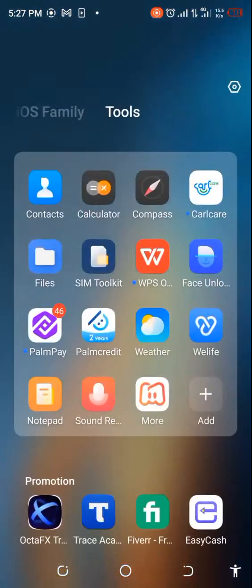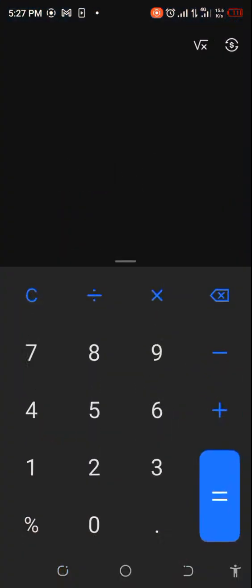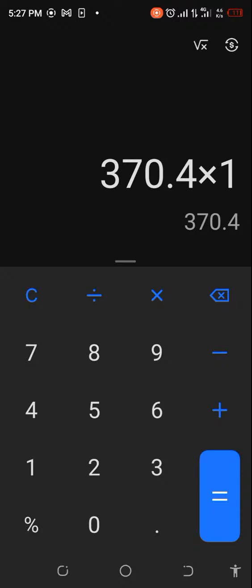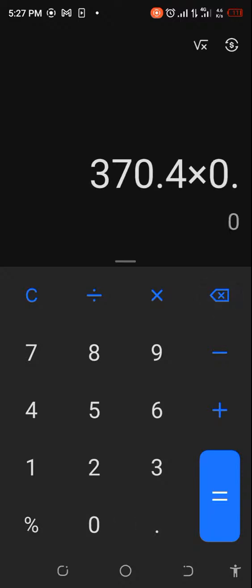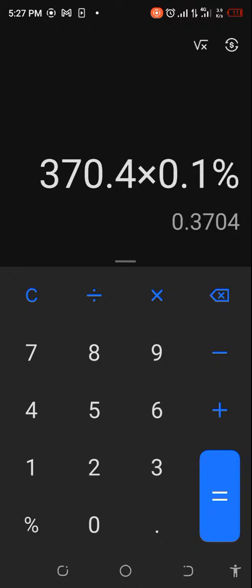Let's go and calculate what that is. It was actually, if you can remember, 370.4. If we take times 0.1%, that's just 0.37. So you can see that 0.1% of 370.4 gives us 0.37 of a TRX.